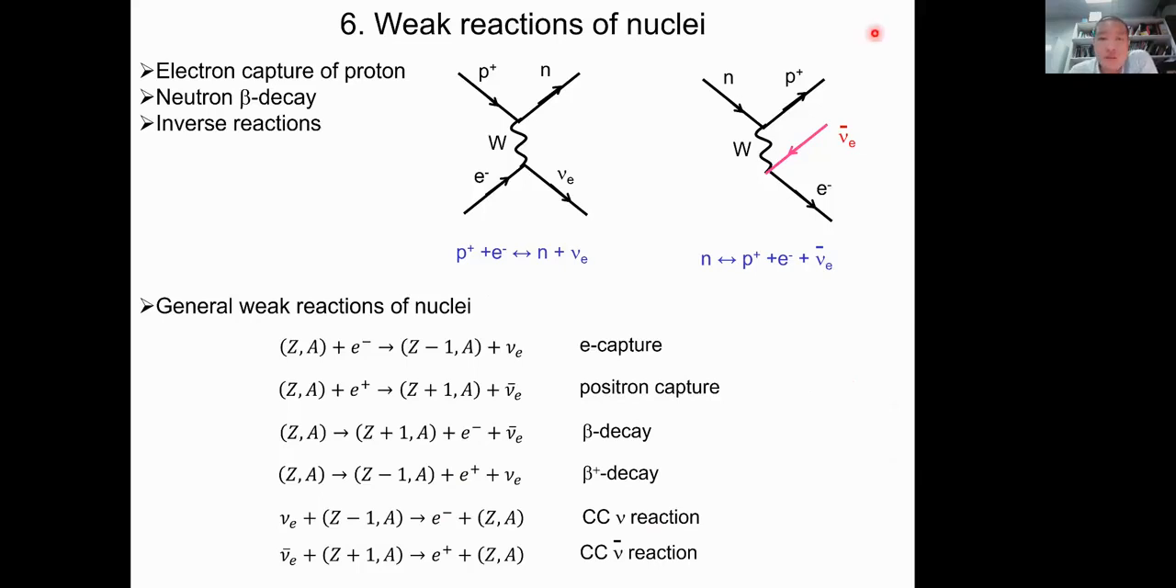So let's classify weak reactions of nuclei. It includes electron capture of proton and neutron beta decay and inverse reactions of them. For example, this is the weak interaction converting proton to neutron by W boson exchange.